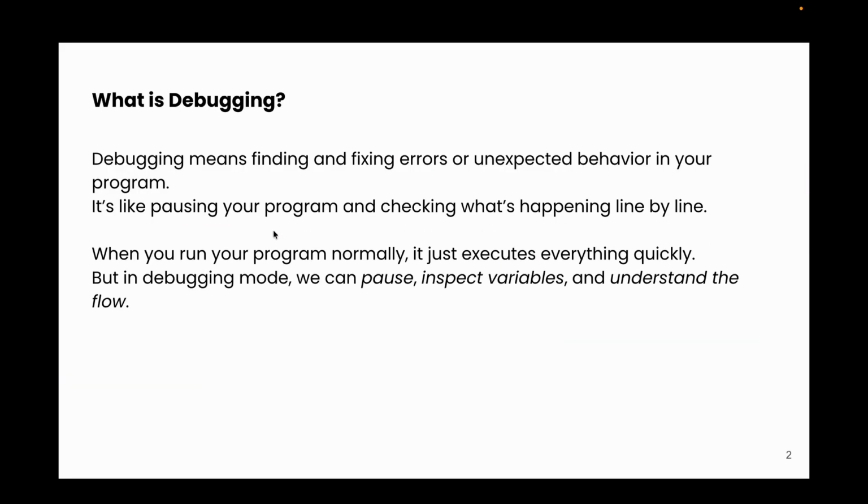Debugging means finding and fixing errors or unexpected behavior in your program. It is like pausing your program and checking what's happening line by line. When you run the program normally, it executes everything, as we saw, from start to end without pausing in between. But when we run the application in debug mode, we can pause and inspect the values, see what a method is returning, and even do some testing by passing different values to the method. We can do all that in debugging.